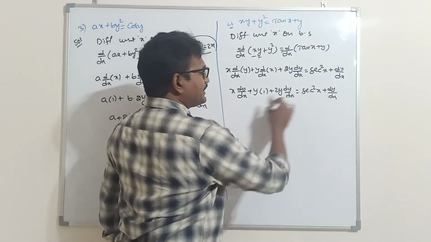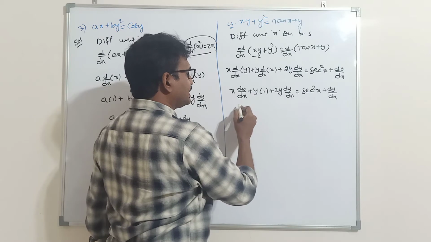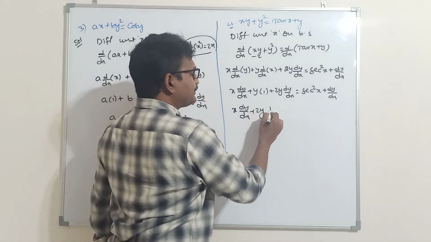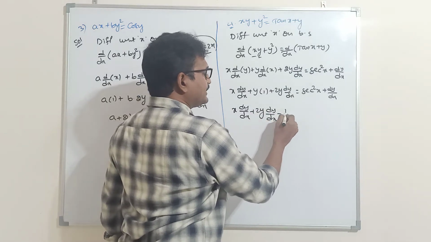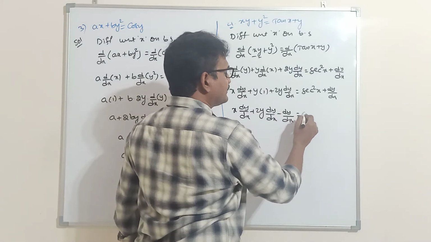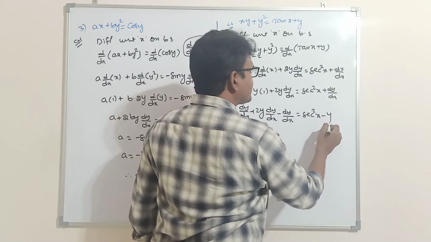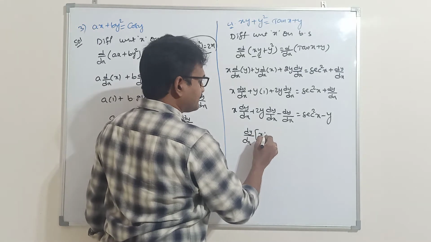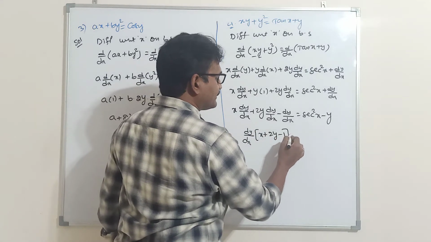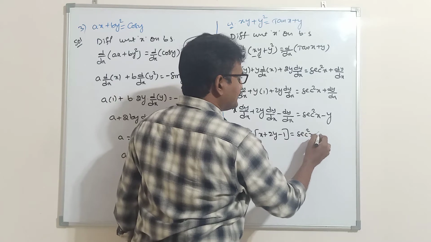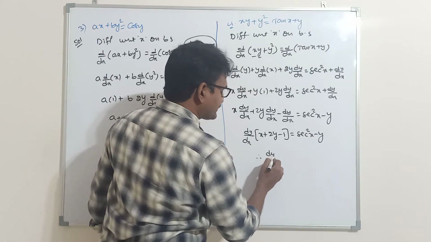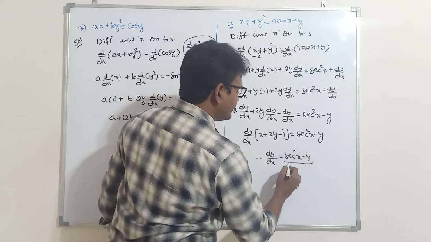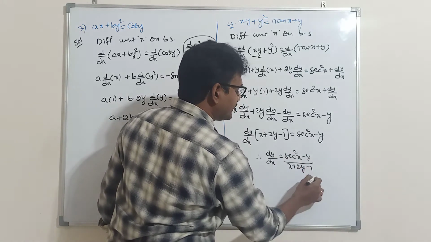Send this dy by dx to the left hand side, send this y term to the right hand side. Then we will get x into dy by dx plus 2y into dy by dx minus dy by dx is equal to secant square x minus y. So dy by dx is common on the left hand side. Next we will get, (x + 2y − 1) dy by dx is equal to secant square x minus y. Therefore dy by dx is equal to (sec² x − y) by (x + 2y − 1).